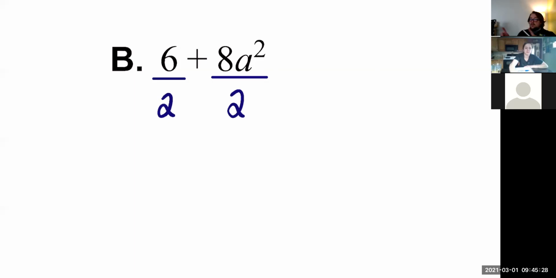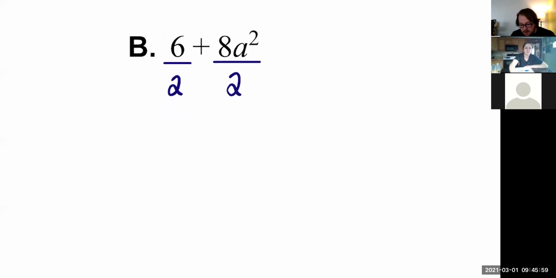Okay. Then we move on to the variables. How many variables can I take from both? None? Because 6 doesn't have an A. You mean I can't take something from nothing? If there's no A's here, I can't take an A. And if I can't take an A from one of the terms, I can't take an A from any of the terms, because whatever I'm dividing by has to be consistent throughout all of them. So here, it's not as terribly interesting, but our greatest common factor is just a 2.